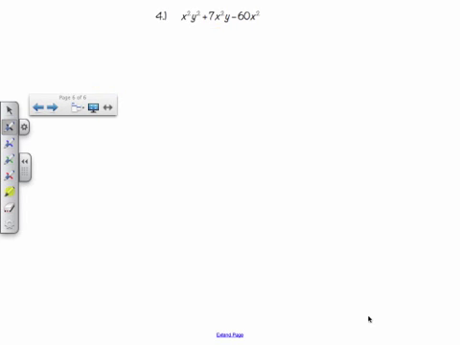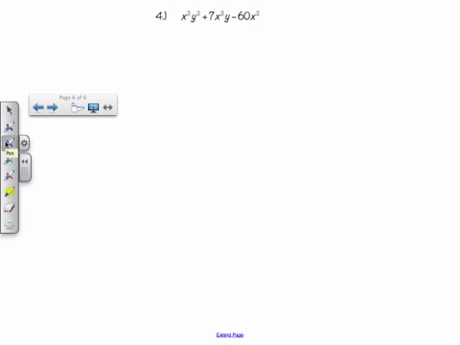All right, last question, number 4. Please try this one on your own. Press pause, and then when you're done, go ahead and check your answer with mine. I'm going to go through it a little bit quicker, just to make sure you get the chance to try this on your own. All right, so the first question I'm going to ask myself is, is there a GCF?